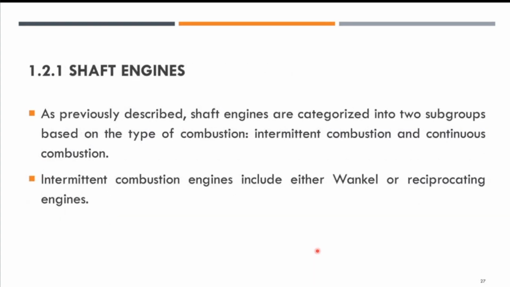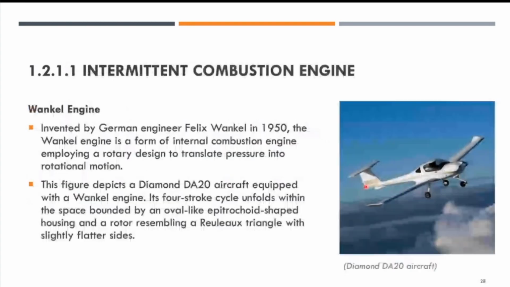Right. As previously described, the shaft engines are categorized into two subgroups: intermittent combustion and continuous combustion. Let us look into the first one. Intermittent combustion engines include the Wankel or reciprocating engine.